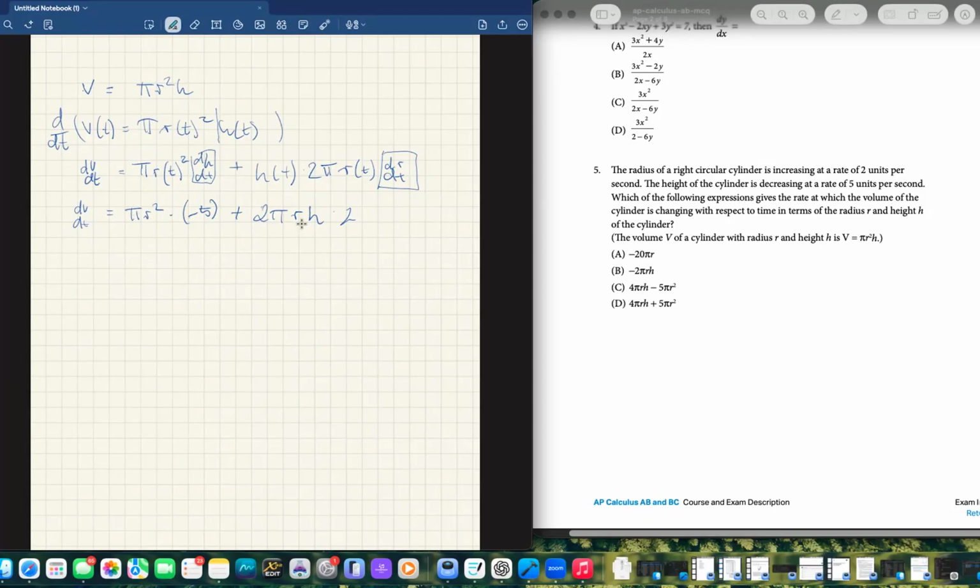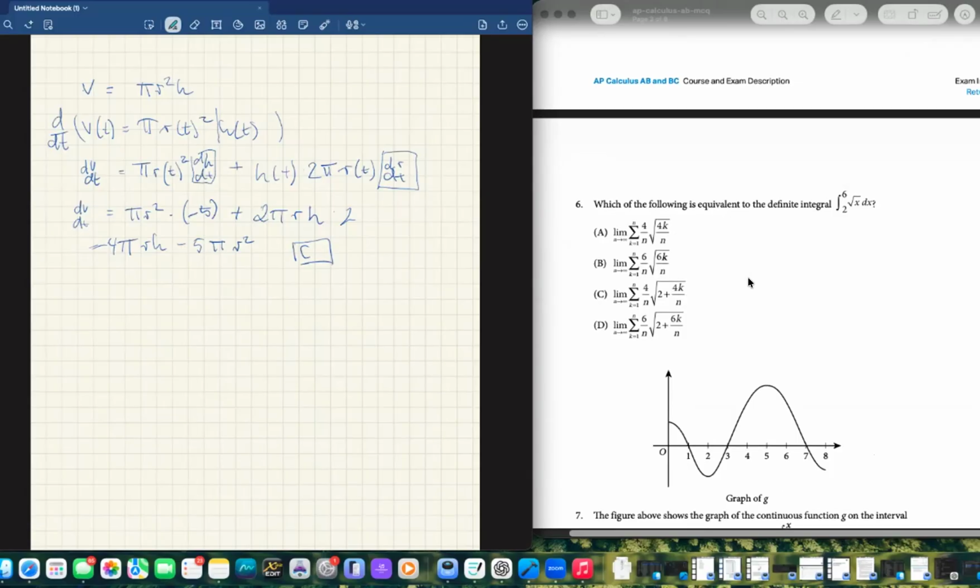Let's just clean it up and put it in the order that looks like they have over here. So this is 4 pi r h minus 5 pi r squared. So is this a solution? Yes, it is. It's solution number C. Okay, beautiful. That one's done.